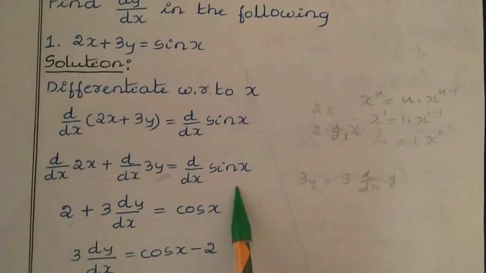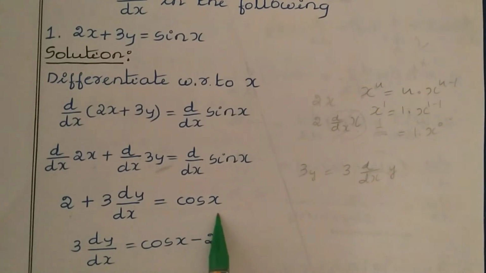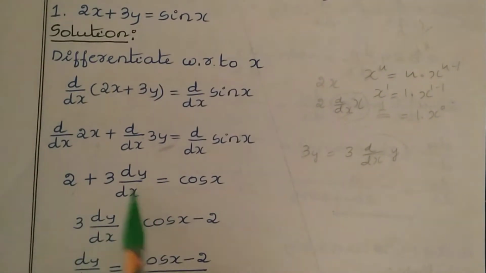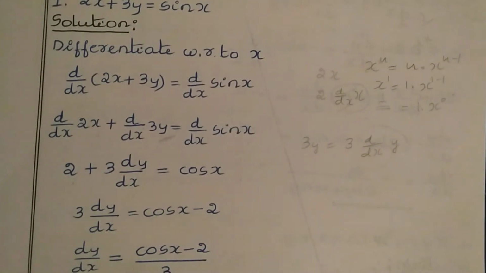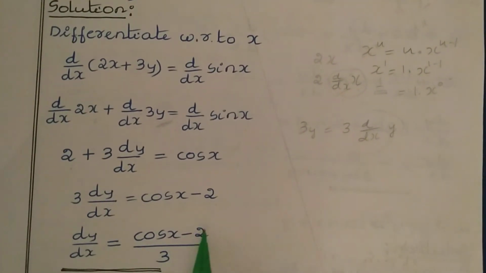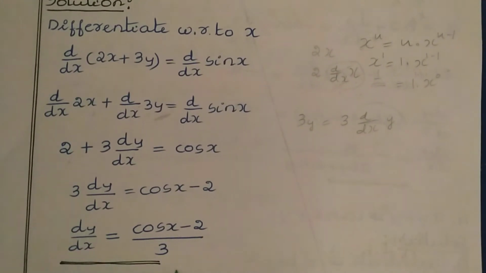Derivative of sin x is cos x. So cos x. Then here we get, see, here we have 3 dy by dx. Take this 2 to right hand side, cos x minus 2. So dy by dx is equal to cos x minus 2 divided by 3.